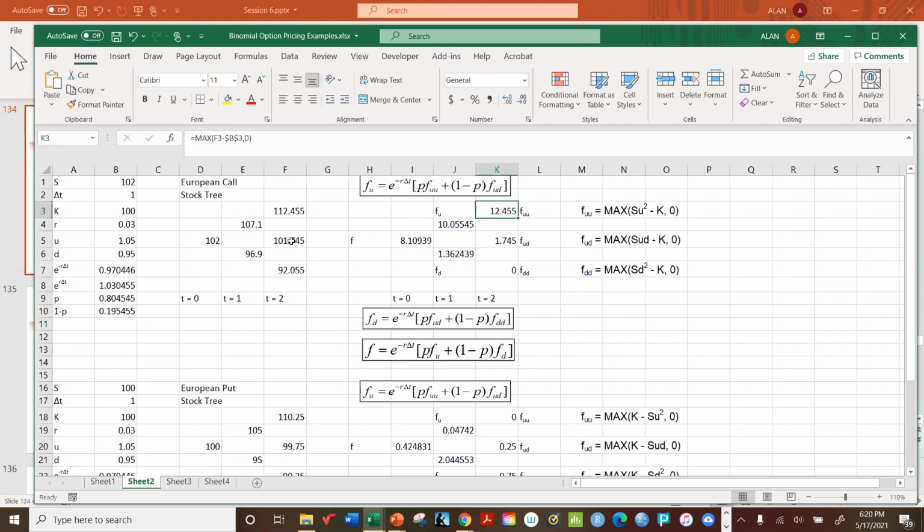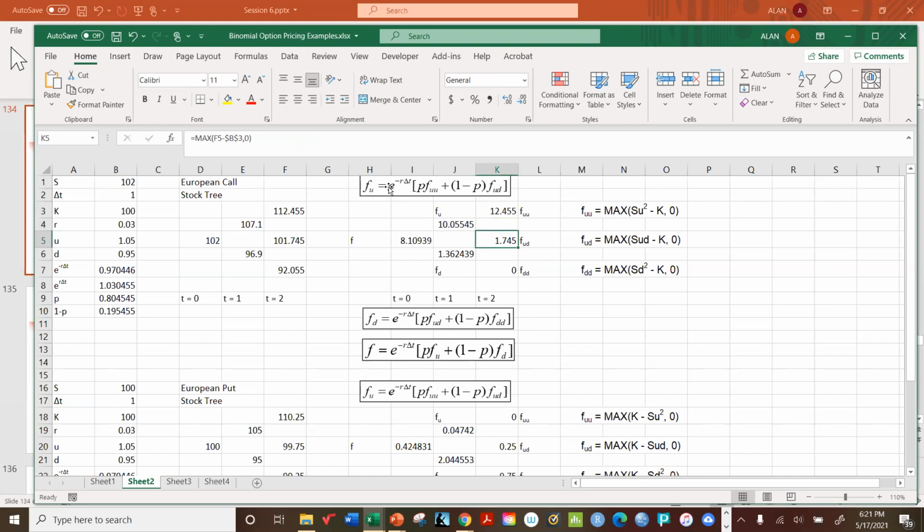Here the stock price is 101.745. You subtract 100, and the option price is 1.745. Down here, the option's out of the money. The stock price is under 100, and so we end up with 0. Now here we use this formula that we've been using before. It's the present value of P times FUU plus 1 minus P times FUD.